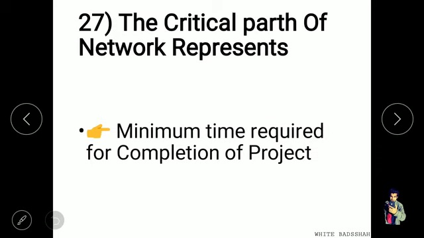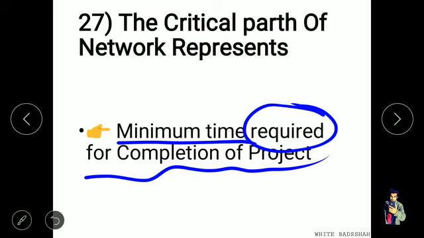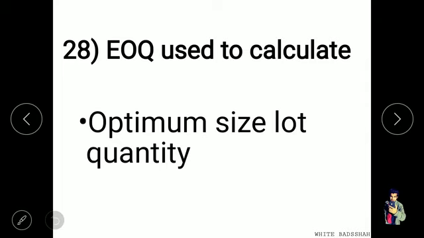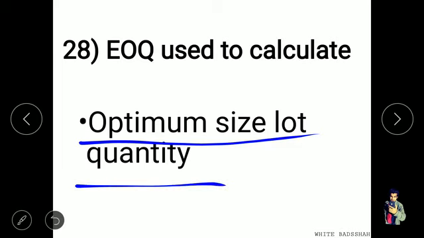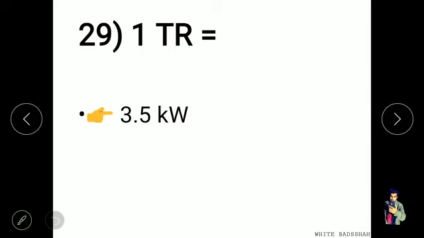The critical path of a network represents the minimum time required for completion of a project. The EOQ is used to calculate the optimum order quantity. Now, 1 TR is the unit of power to represent the refrigeration effect in air conditioning or a refrigerator.